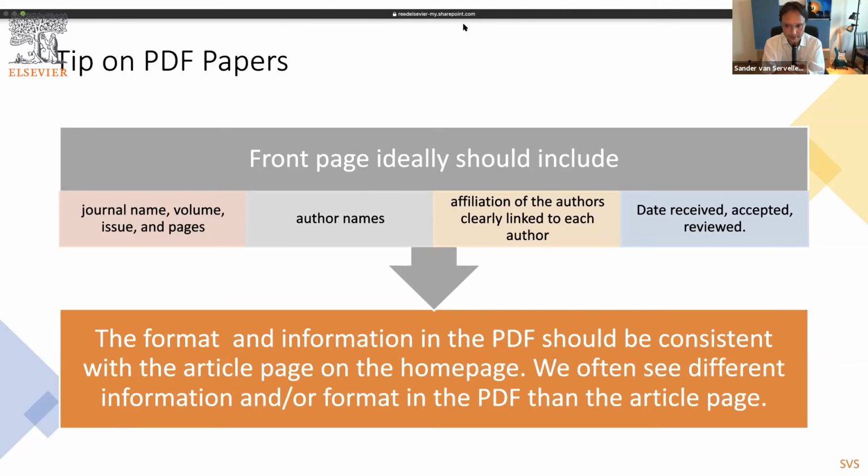The front page ideally should clearly indicate the journal name, the volume, issues, page numbers, and the authors of the paper, clearly linked to the affiliations. I noticed that it is quite positively accepted if the dates that the paper has been received, reviewed and accepted are shown, because this demonstrates the transparency of the peer review process.